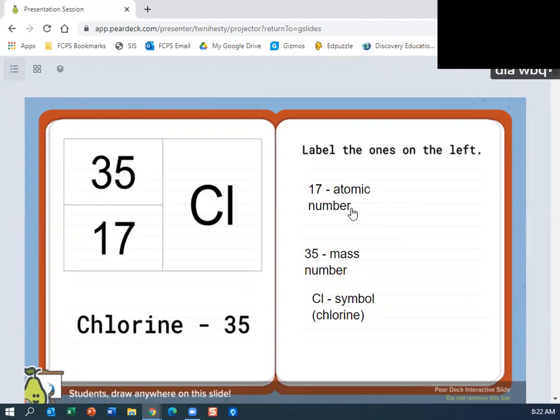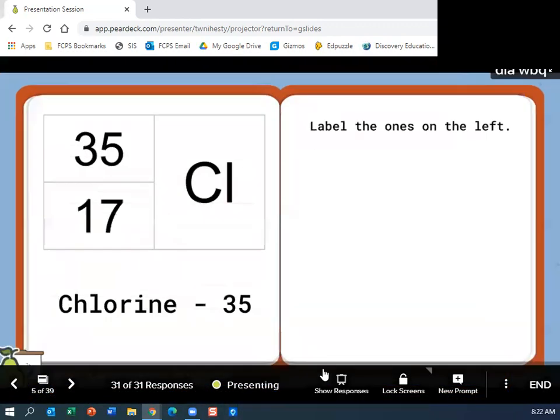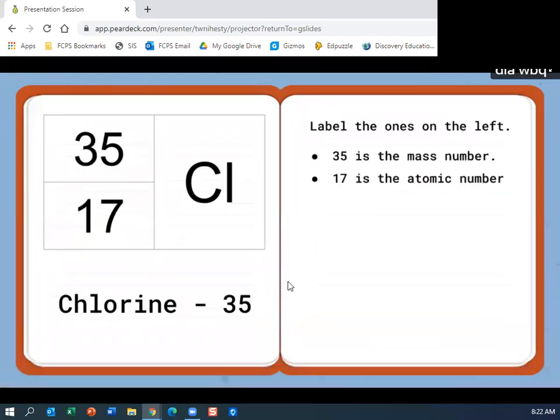For now, just remember mass number, atomic number, and mass number again, okay? All right, so far so good. If you look at the note right here, 35 is the mass number and 17 is the atomic number. And this is going to be in Schoology, so if you miss anything, feel free to look there as well.